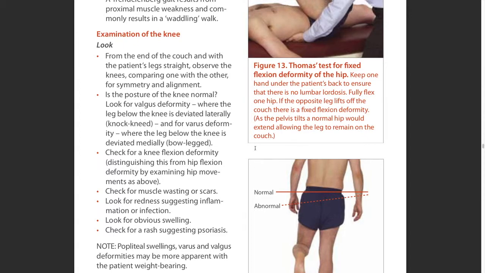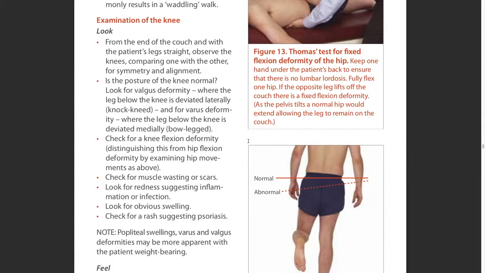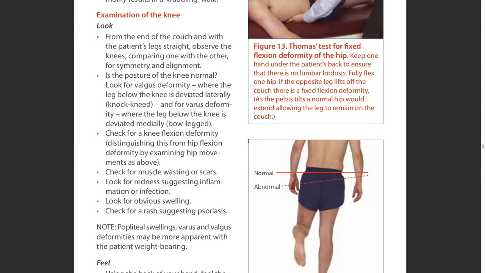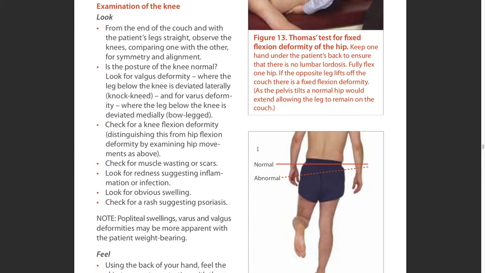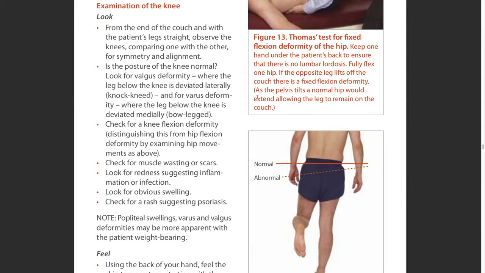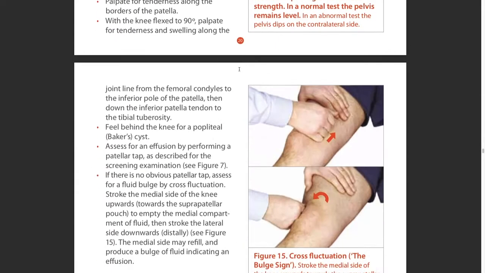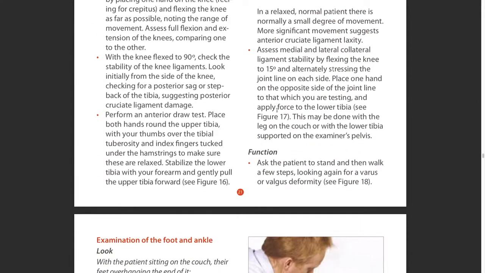One of the principles that you can follow while doing REMS is that you do everything that can be done while the patient is weight bearing first before you ask them to go to the couch. So how I would modify this is you can do the functional test first, because the functional test is just asking the patient to walk a few steps.